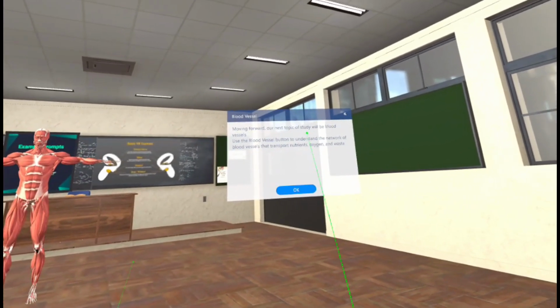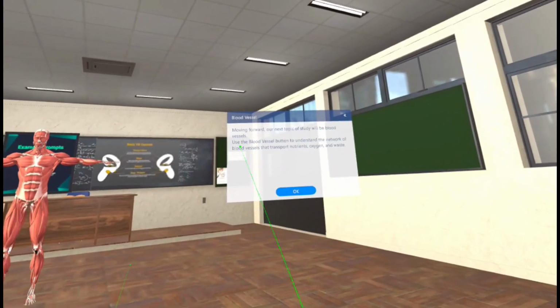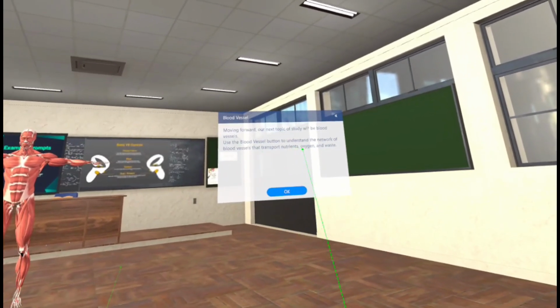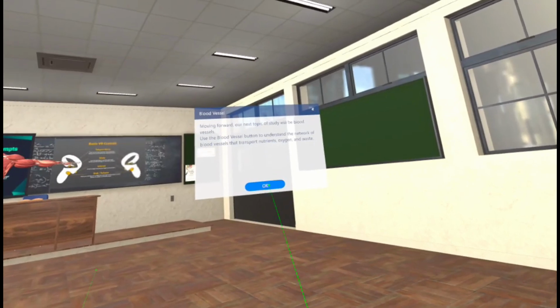Moving forward, our next topic of study will be blood vessels. Use the blood vessel button to understand the network of blood vessels that transport nutrients, oxygen, and waste.